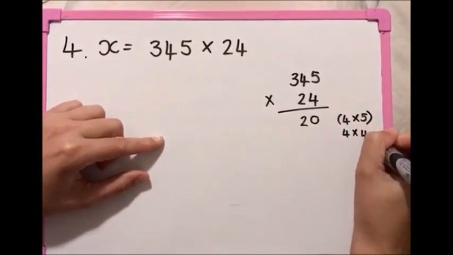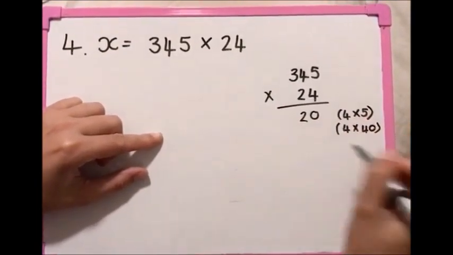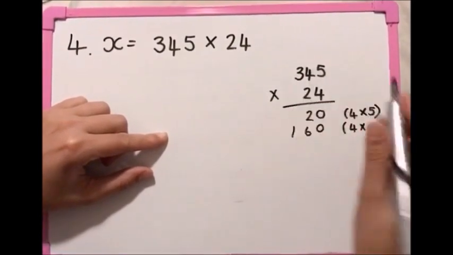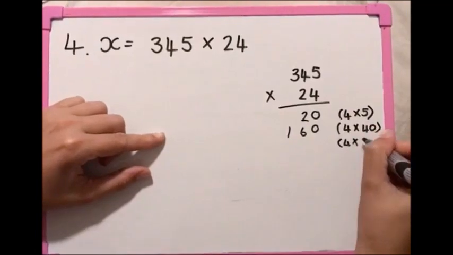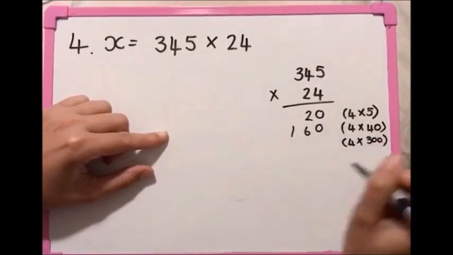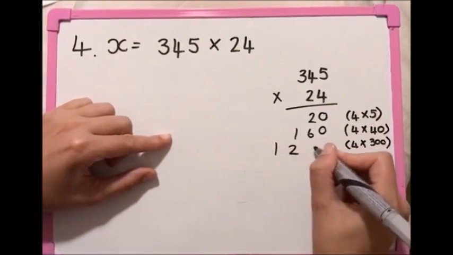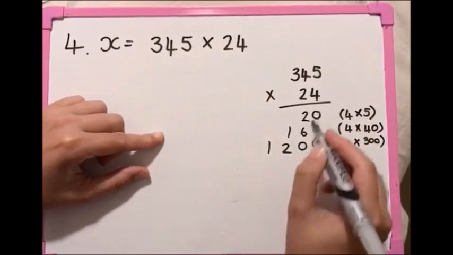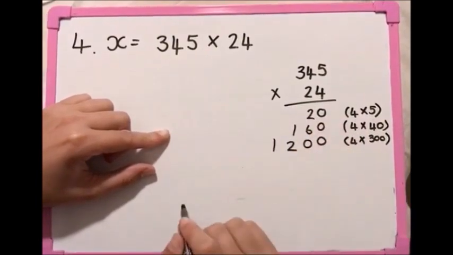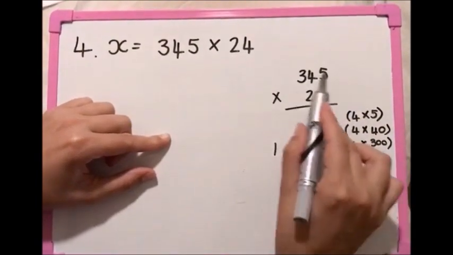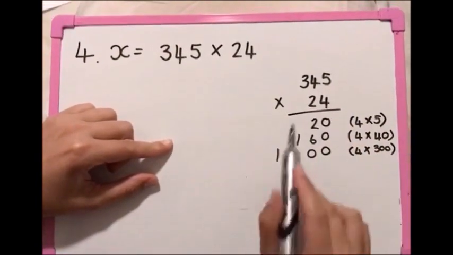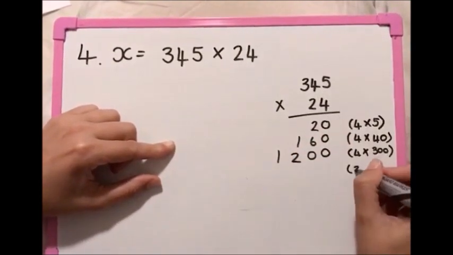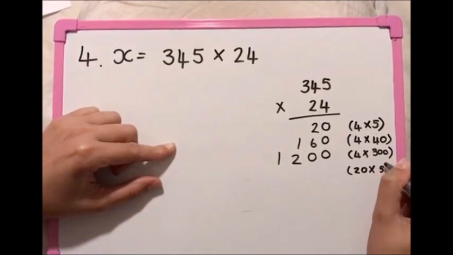4 times 40 is 160, and 4 times 300 is 1,200. We are writing the exact values of the sum. Now we move to the 20. We don't have to write a naught because we are multiplying with the correct number. 20 multiplied by 5 gives us 100.